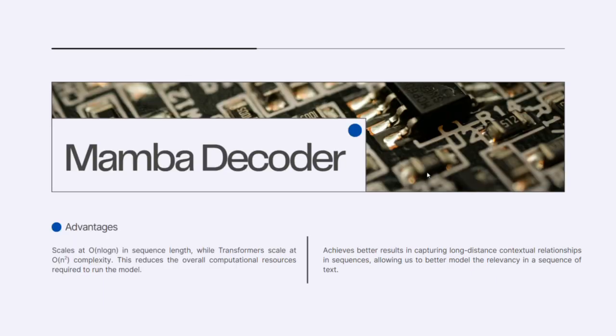Our decoder is based on the Mamba architecture, which scales at O(n log n) in sequence length, while transformer-based models have O(n squared) complexity. This allows for a faster inference, and it excels at capturing long-distance contextualized relationships in sequences.